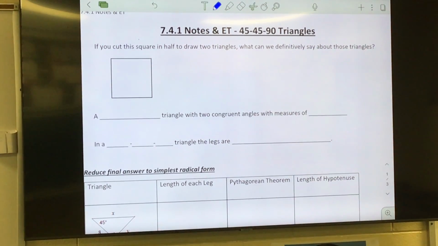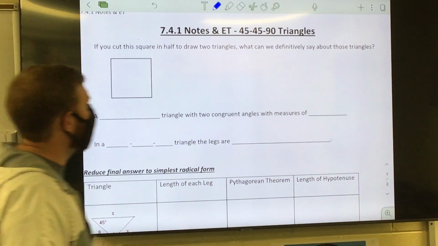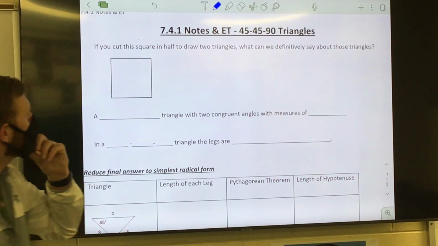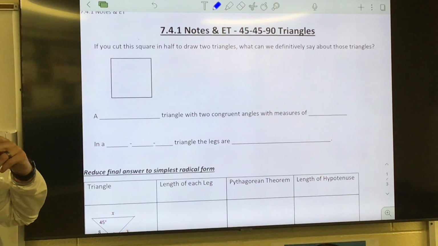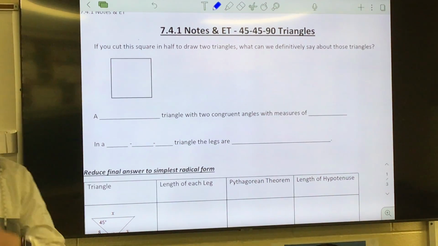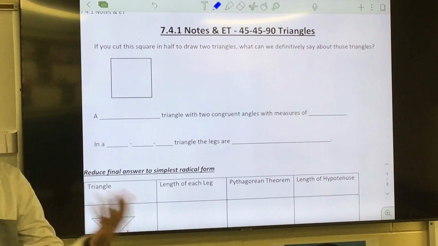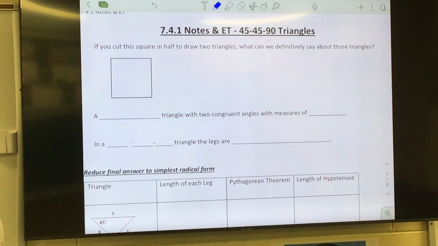Okay. So, very first thing, today we're going to talk about 45-45-90 triangles. It's not very long notes, but we're still going over triangles from the last part. This is Unit 7B, the second half of Unit 7. We just took a test over the first half. You're going to take a test strictly over the second half. You're still going to have to know how to simplify radicals and some of those other properties, but they're not going to be as prevalent on this test.